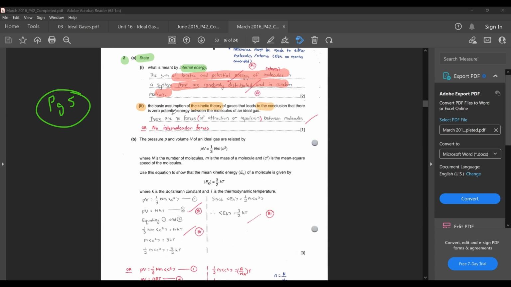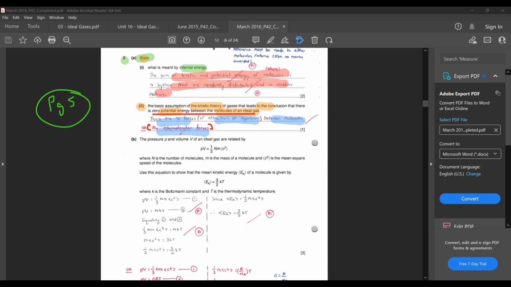Okay. Now, if you look at part 2, the basic assumption of the kinetic theory of gases that leads to the conclusion that there is zero potential energy between the molecules of an ideal gas. What is the basic assumption there that tells you that? How is it possible I can say that there is zero potential energy between molecules of an ideal gas? The reason why there's zero potential energy between molecules of an ideal gas is because there are no intermolecular forces in the first place, or there are no forces of attraction or repulsion between the molecules. So I think if you just write no intermolecular forces, this is actually the shortest, best answer to write. Okay, so this one is okay.